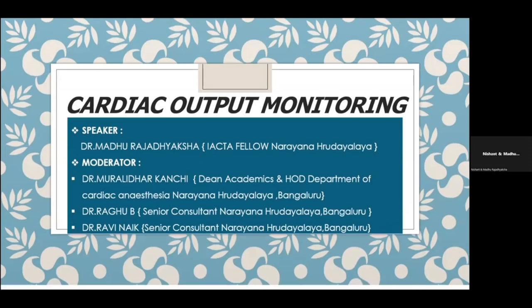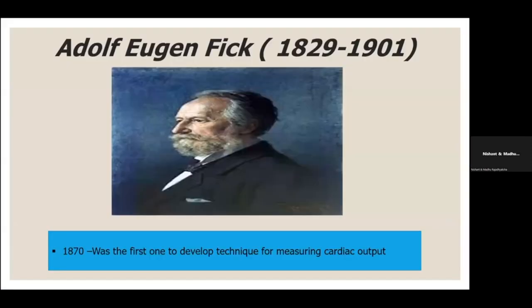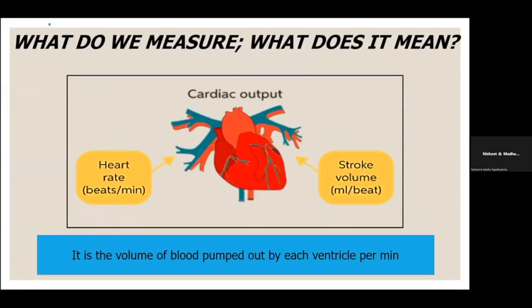Coming to the history of cardiac output, it was way back in 1817, scientist Adolf Fick first developed the technique for measuring cardiac output. Researchers have spent years studying cardiac output and its application in improving patients' care. As we all know, cardiac output is the volume of blood pumped out by each ventricle per minute. It is the product of heart rate and stroke volume.